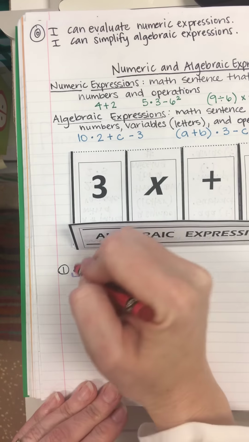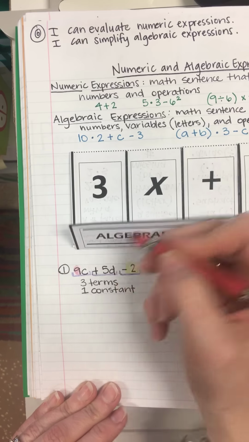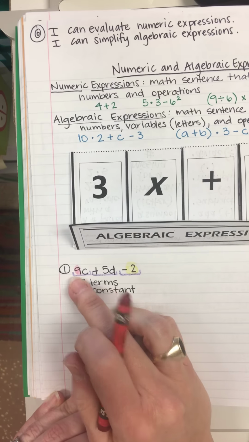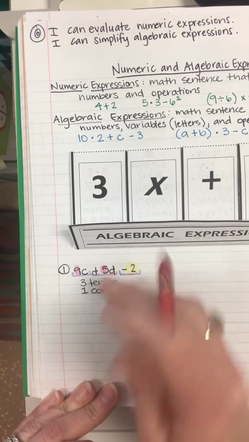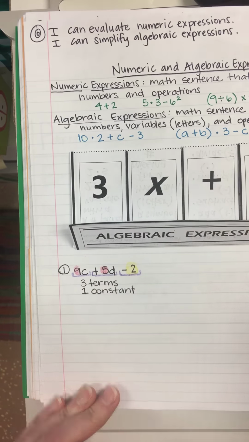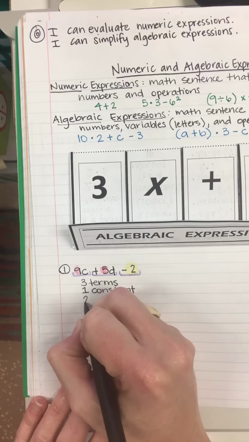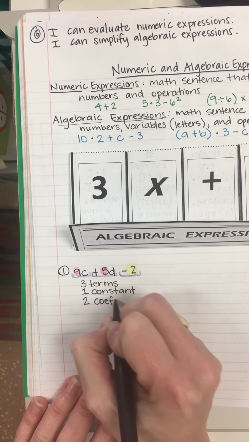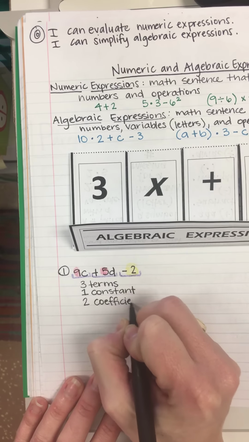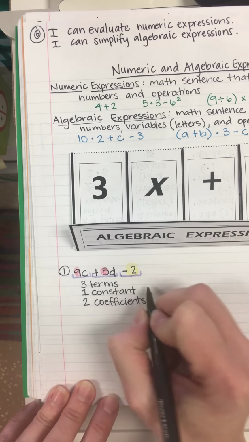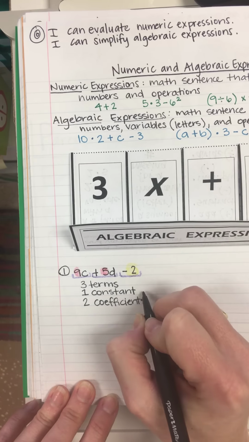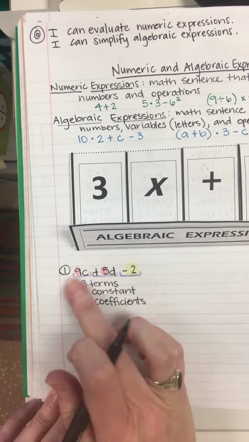I see 2 different coefficients. There's a 9 that's attached to the c, which means 9 times c. It doesn't mean 90 something. And I see a 5, which doesn't mean 50 something. It means 5 times whatever d is. So there are 2 coefficients. And if it helps, you can write them out here if you want to. The 1 constant is 2. The 2 coefficients are 9 and 5.